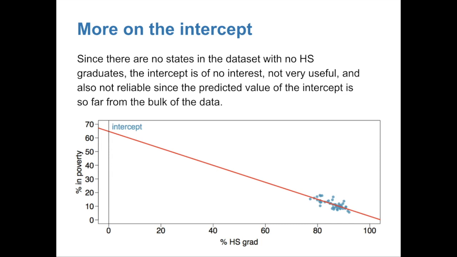Let's talk more on the intercept. Since there are no states in our data set that have no high school graduates, the intercept is of no interest and not very helpful for us. It's also not very reliable since the predicted value of the intercept is so far away from the majority of our data.